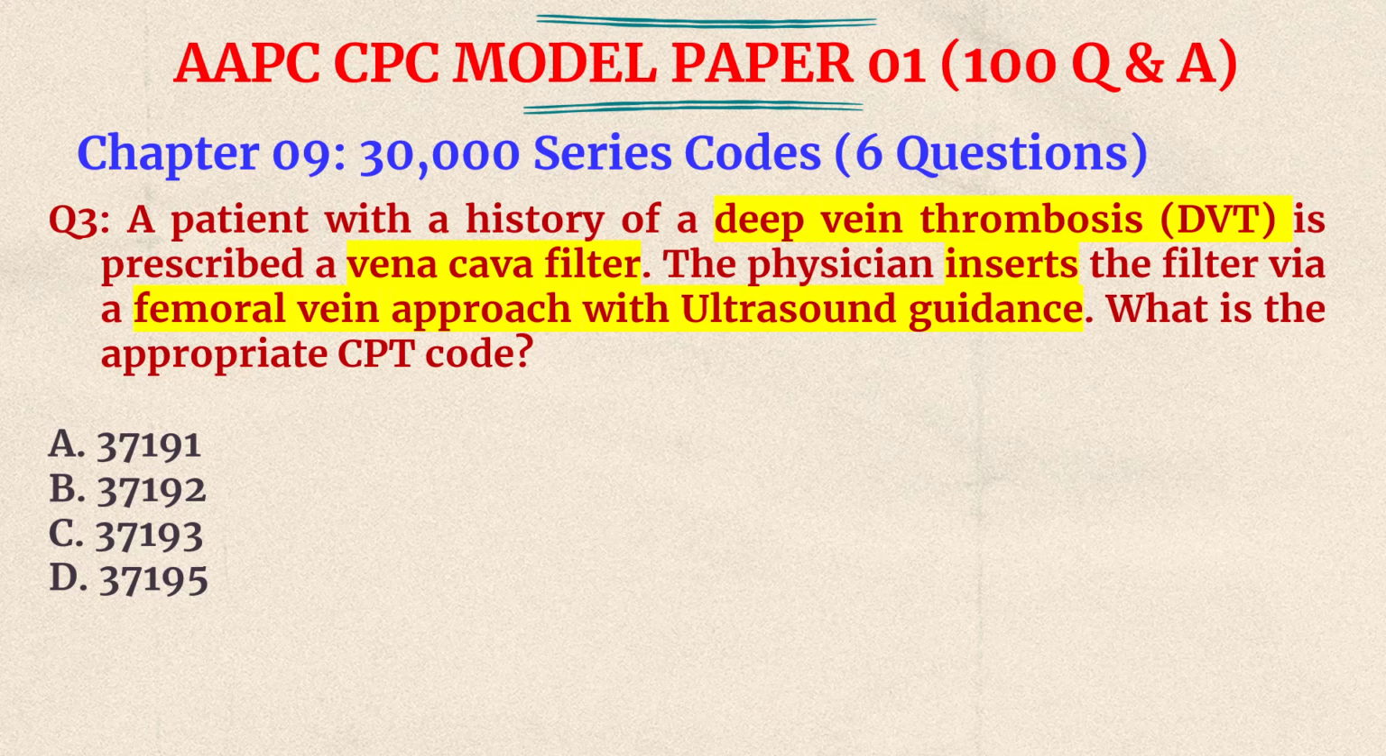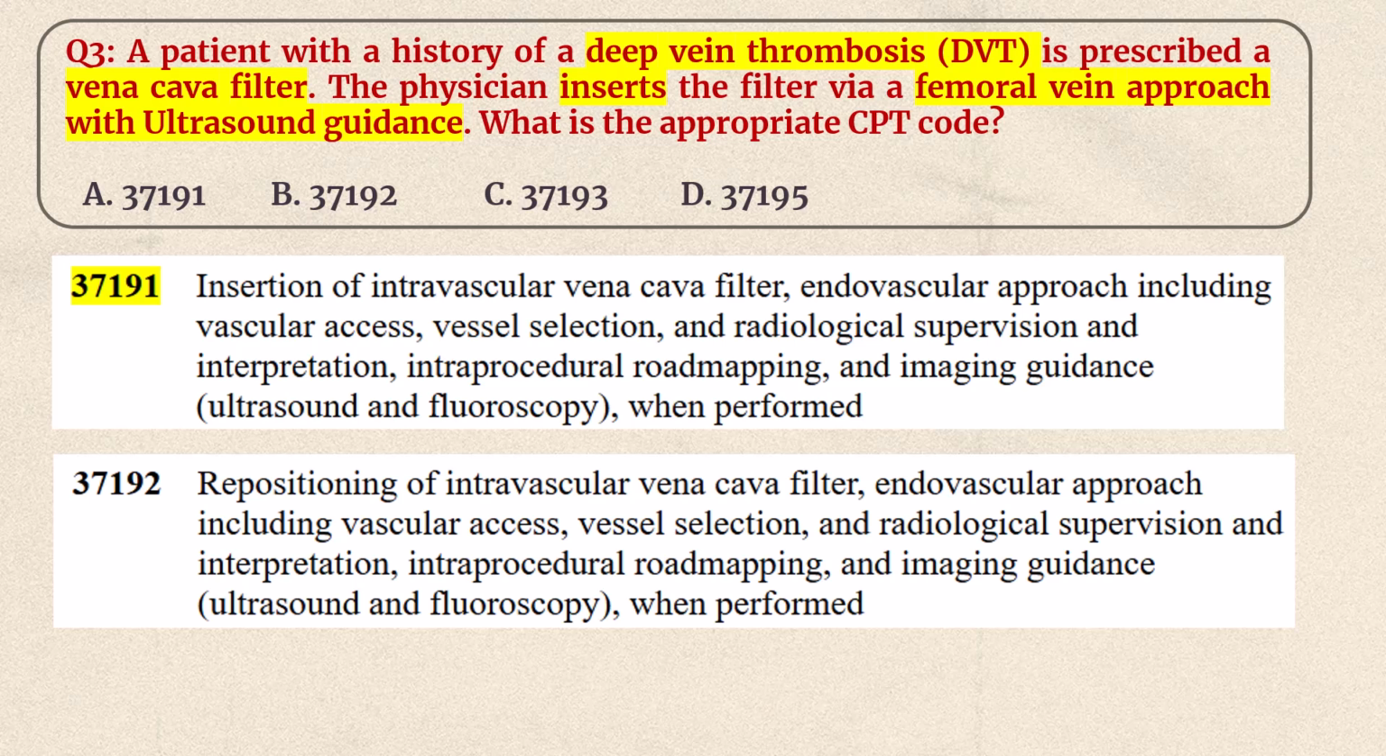When you see the answers, all answers are adjacent answers. So you can use the elimination method to find the answer. So go directly to the codes. So when you go to the code, the 37191 is insertion of intravascular Vena Cava filter, endovascular approach, including vascular access, vessel selection, and radiological supervision and interpretation, intraprocedural road mapping, and imaging guidance, that is ultrasound and fluoroscopy, when performed.